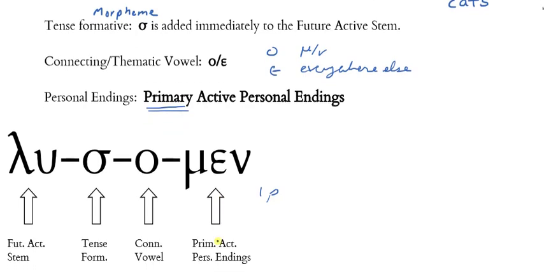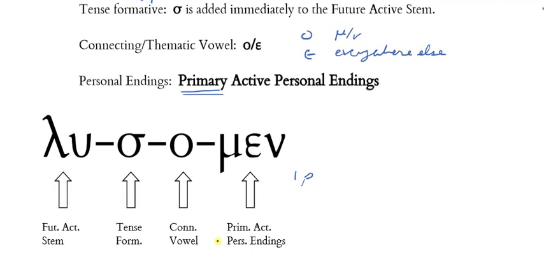So we use lusomen as our example here to just show you the different constituent parts of a future active indicative form. Lu is my future active stem. Happens to be the same as the present stem. Sigma is my tense formative for future tense. Connecting vowel omicron. And here I've used the first person plural personal ending men in the primary active personal ending forms. And what does that mean? How will I translate that? We will or shall loose. Okay?